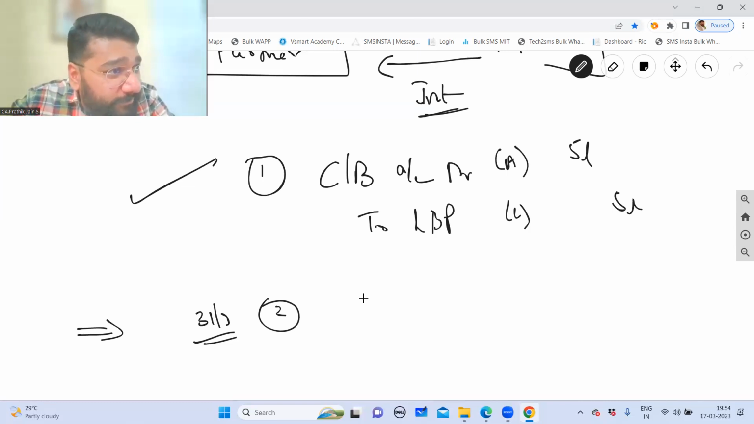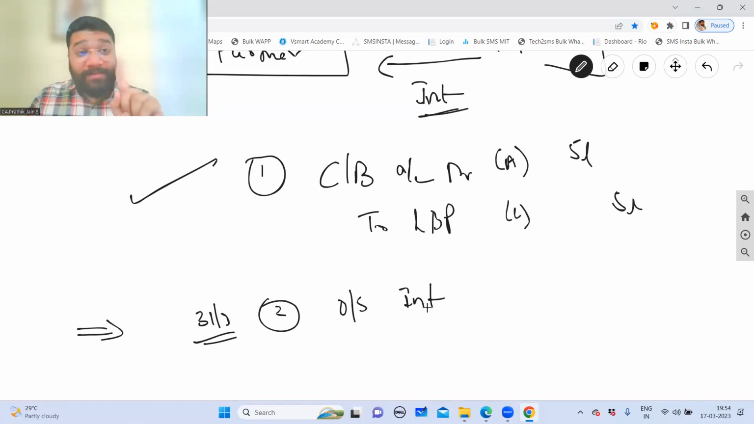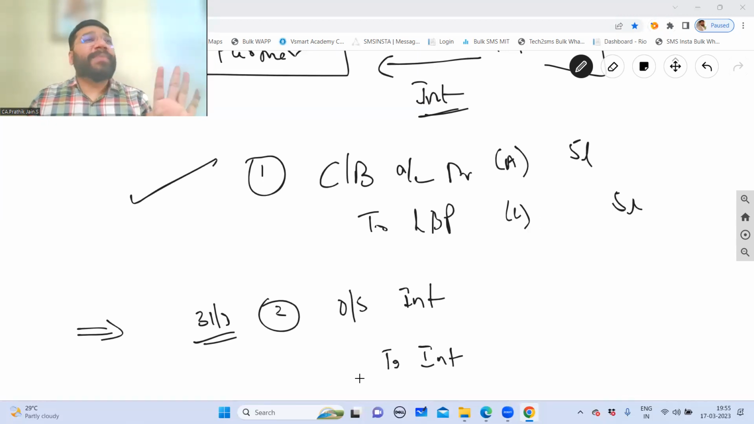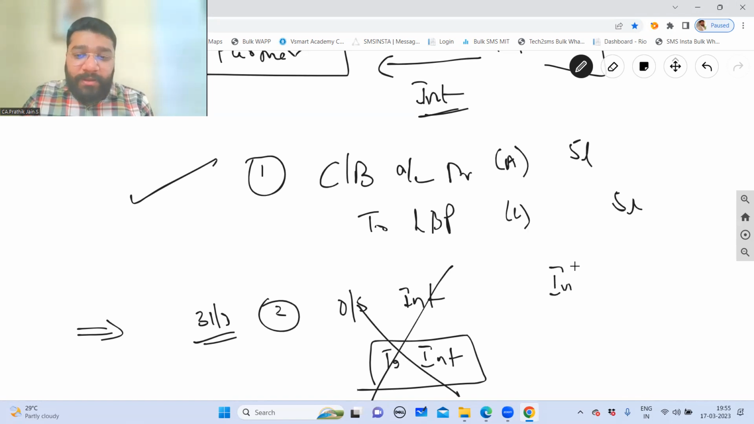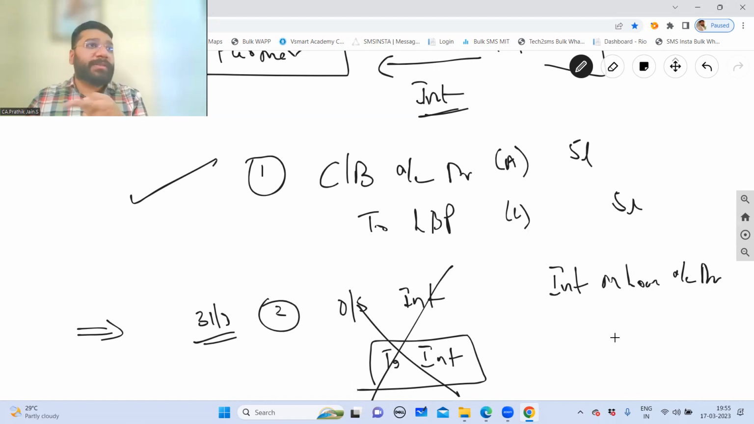Outstanding interest to interest, wrong. Sorry, interest to outstanding interest. I just mixed it up. It's a liability because it is outstanding interest, and interest is an expense. See, for the firm, is interest income or expense? Expense. So debit all expenses and losses. If you credit it, it becomes income. So it should be: interest account debit, all expenses and losses, to outstanding interest.